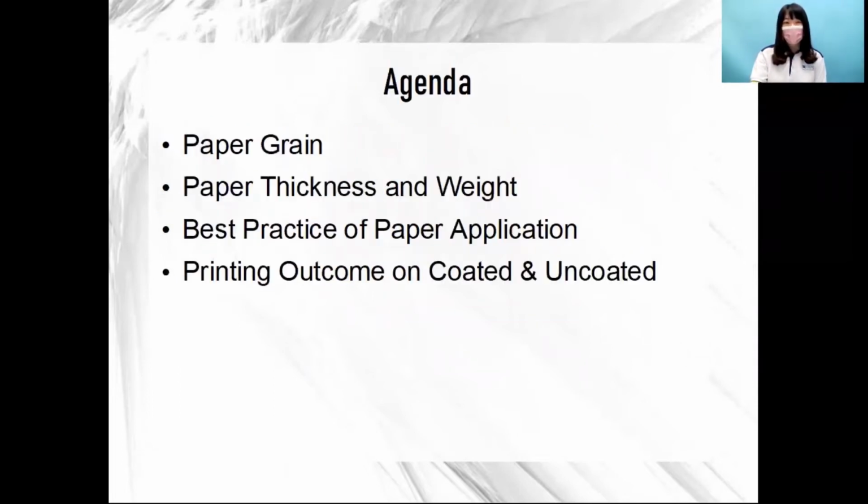Okay, for the next one, the agenda of today. We will talk about four topics. For the first topic, we will talk about the paper grain direction. Then paper thickness and weight, paper application, and printing outcome on coated and uncoated paper. These three parts will be carried on by Wei Teng later on. Paper grain will be explained by me, Suki.